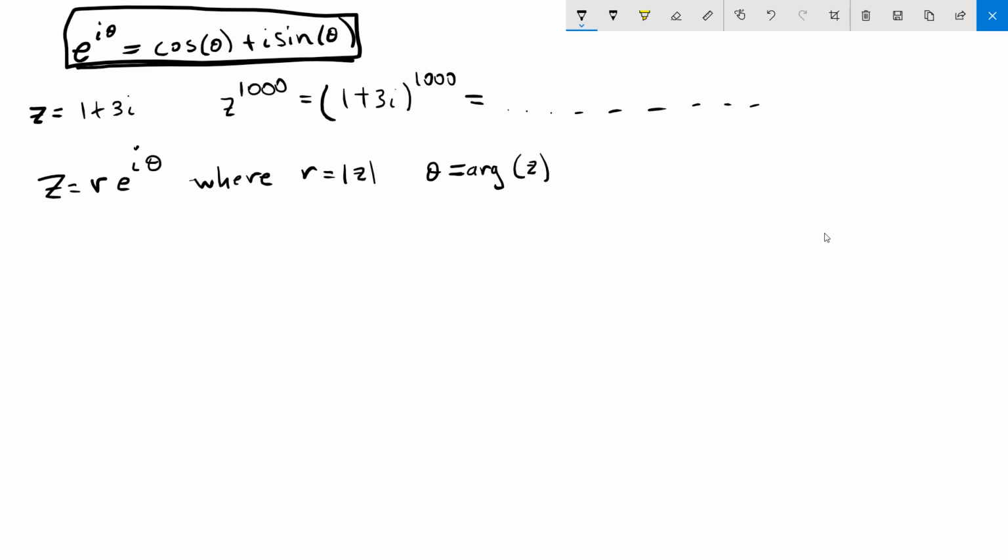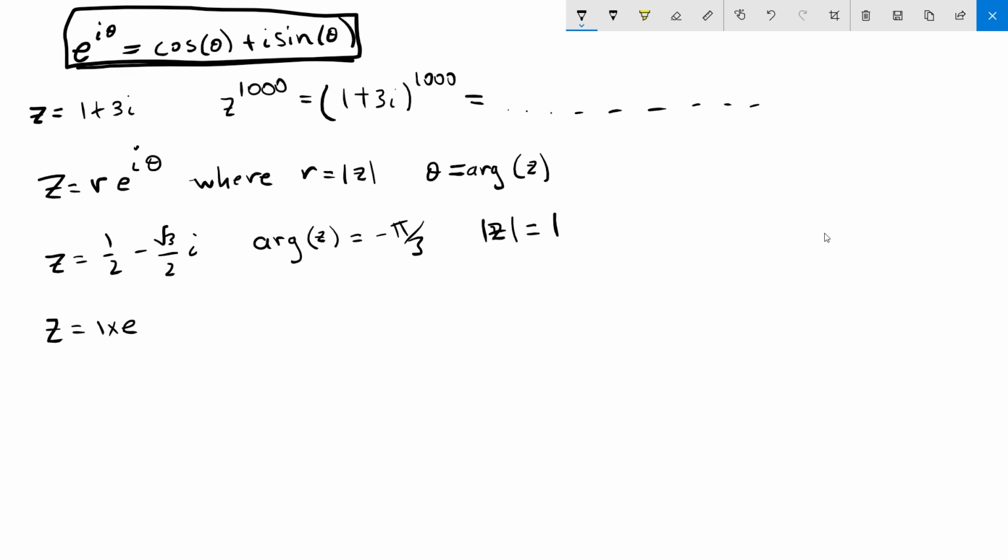All right, so let's do the same example that we did earlier. We had z equal to 1/2 minus root 3 over 2i, and we found out that the argument of z was minus pi over 3, and the modulus was 1. So we would have now that z can be written in modulus argument form the way we had it before, and also it can be written as 1 times e to the power of minus i times pi over 3, right? Which is just e to the minus i pi over 3.